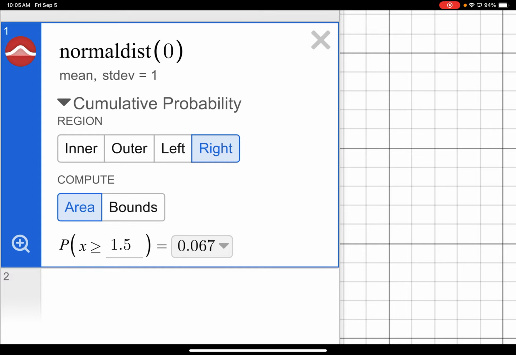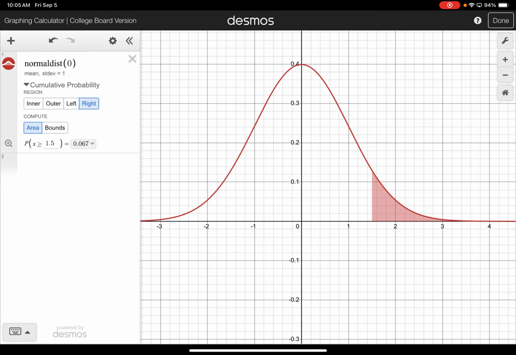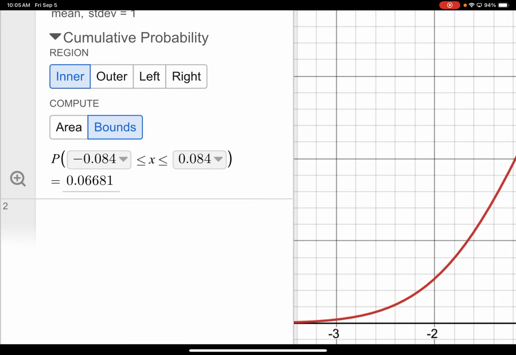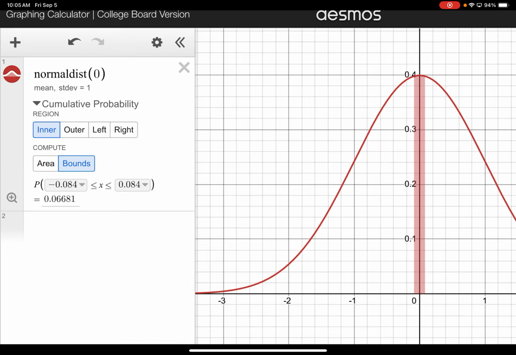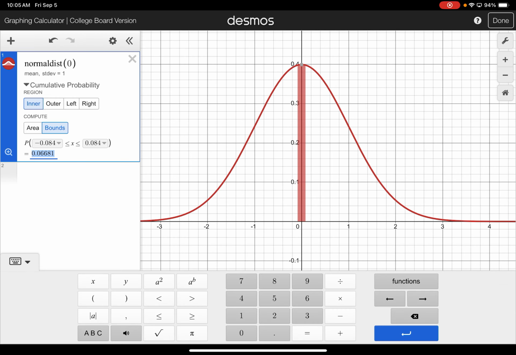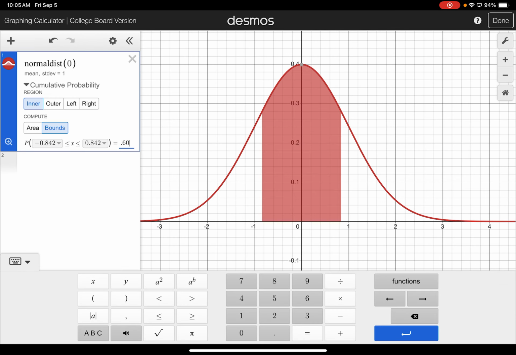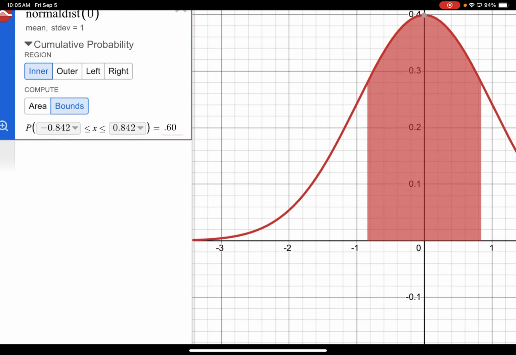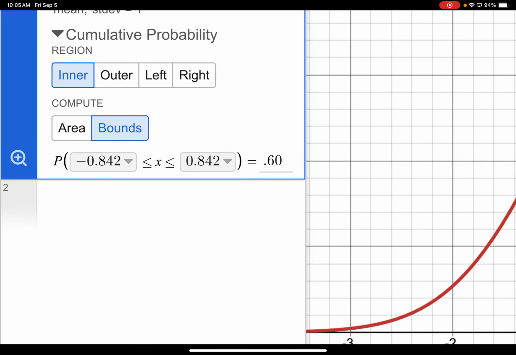Now, to flip this, you can also look for bounds. This would be the inverse norm function. Thinking about the problem we just did, I could go in and do inner, and I want the inner area to be 0.60. So I'm going to change this number to 0.60, and it's going to give me the two z-scores that I found using inverse norm. This is an option if you want to use it.